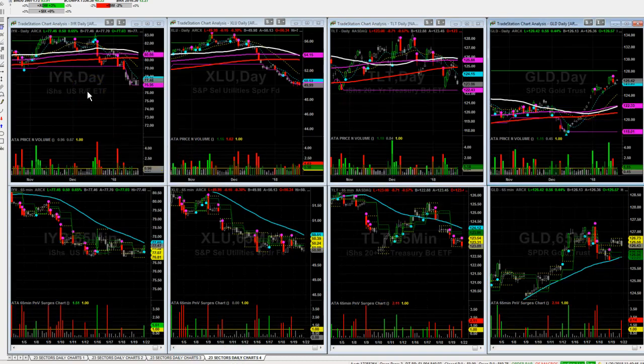And then you have IYR, real estate, XLU, utilities. And then I got long-term treasuries. I don't really trade those, but something to monitor, which is TLT. And then gold. When gold goes on a move like this, a lot of individual gold mining stocks will make nice moves. So you can also monitor gold as well.